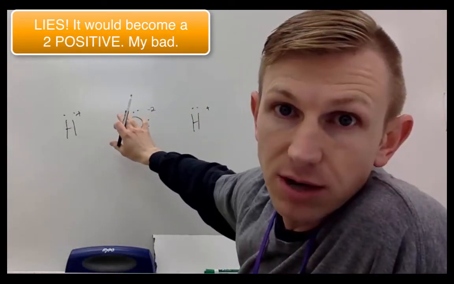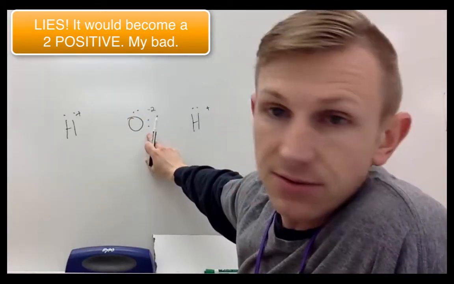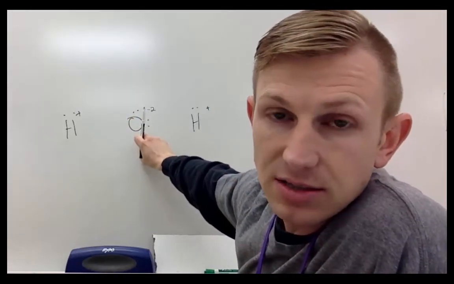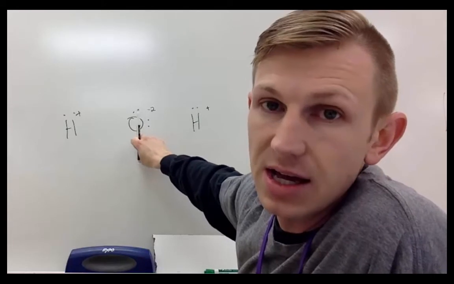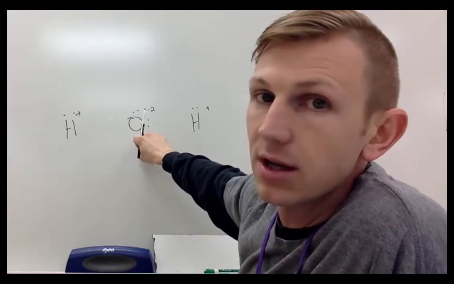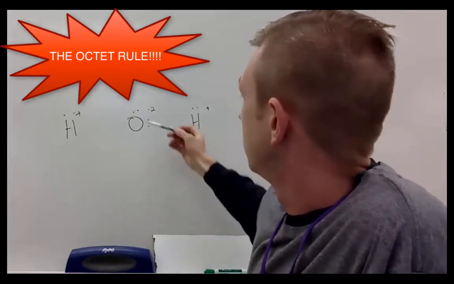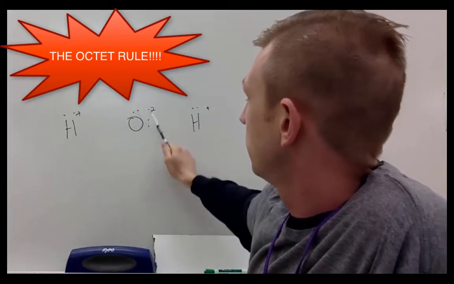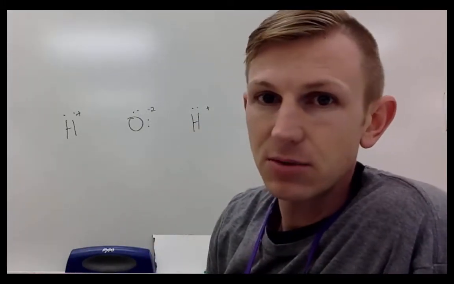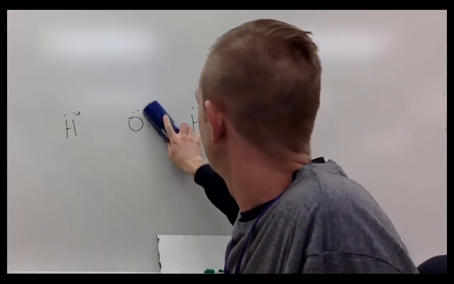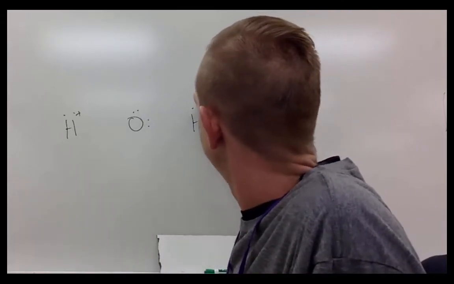But there's a problem. If you look at this, oxygen is not stable. It is not happy. Remember, oxygen would need 8 valence electrons for it to be happy. Right now it only has 1, 2, 3, 4. So ionic bonding is not going to be able to work for us in all cases. So let's go back a little bit.